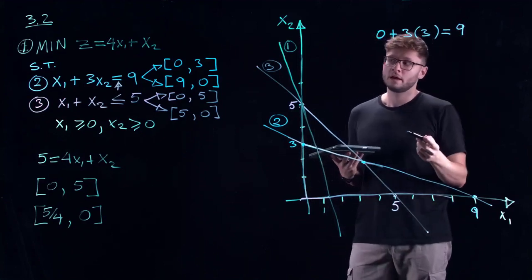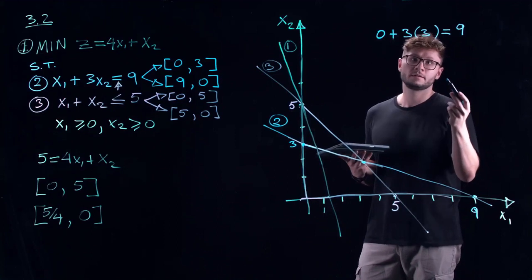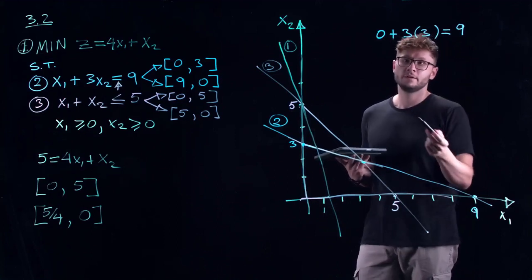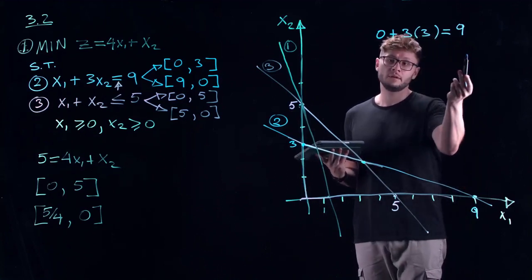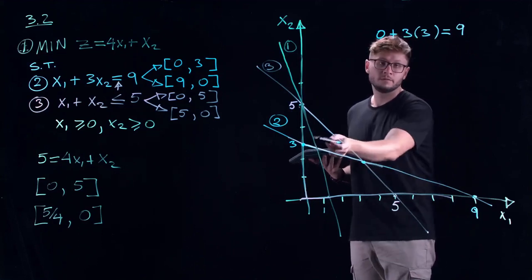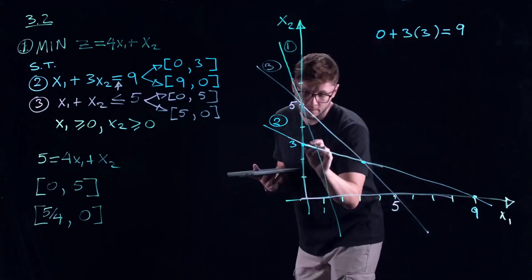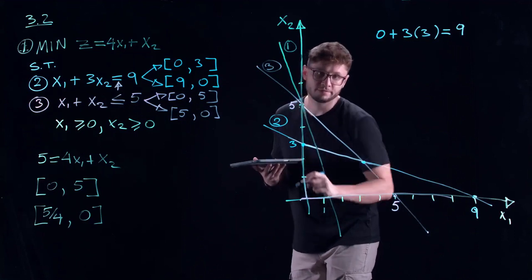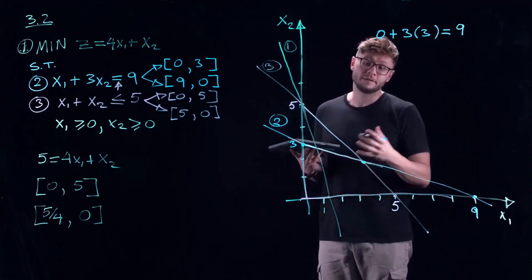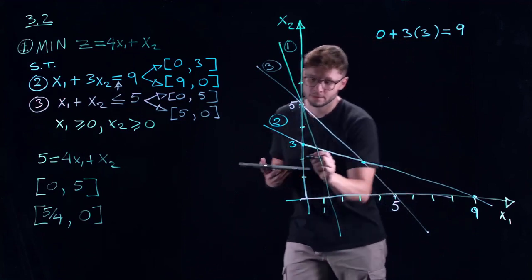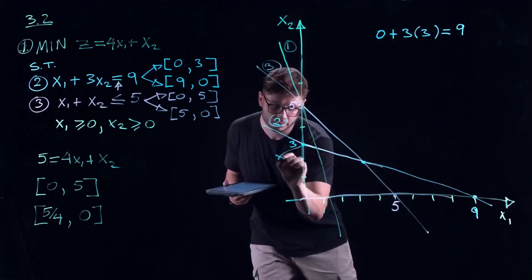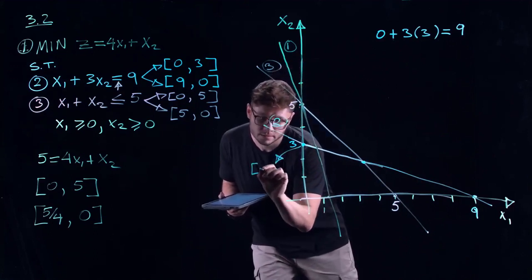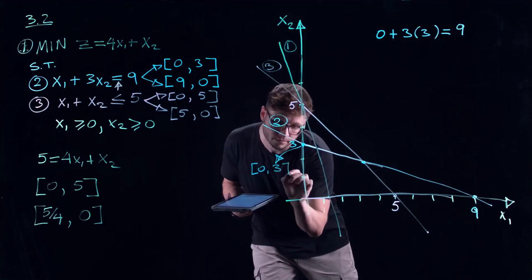Here we can check and verify that our constraint function is satisfied. So 0 plus 3 times 3 in fact equals 9. So you could see that this point is definitely part of our feasible solutions. So we can go ahead and write the point over here as 0 and 3.